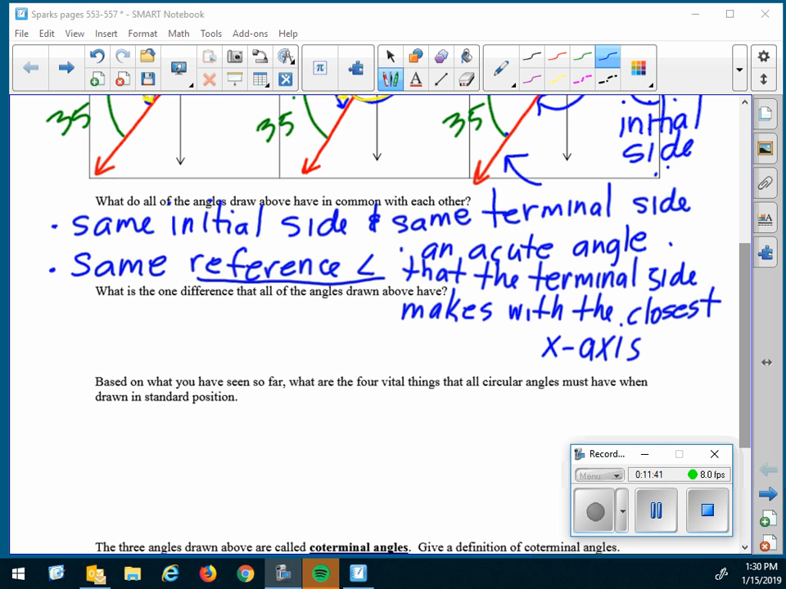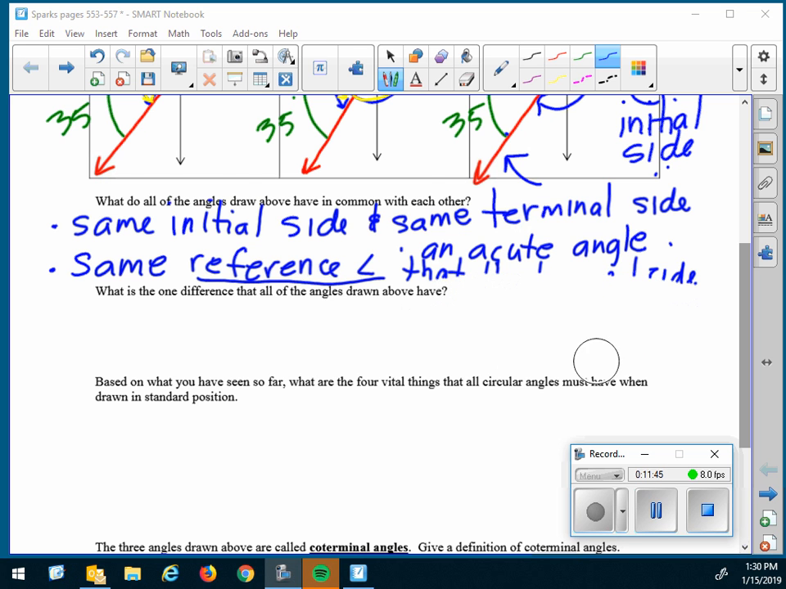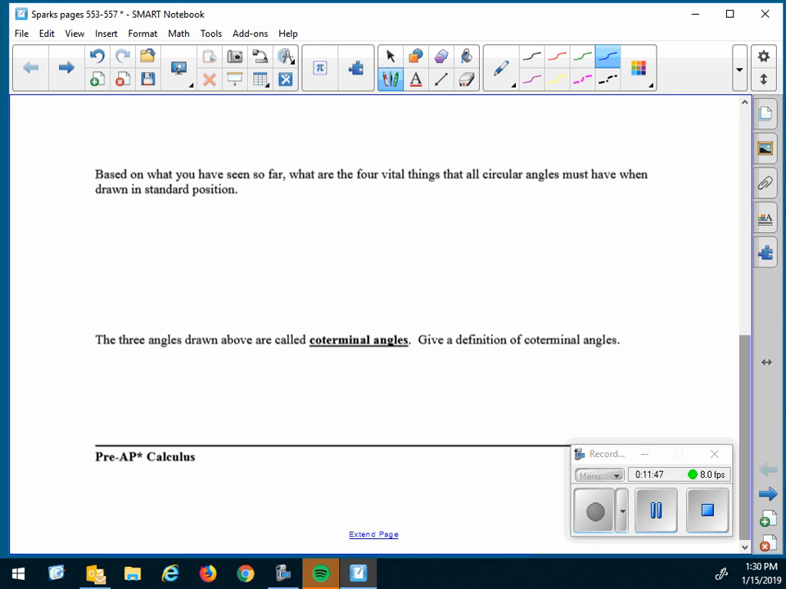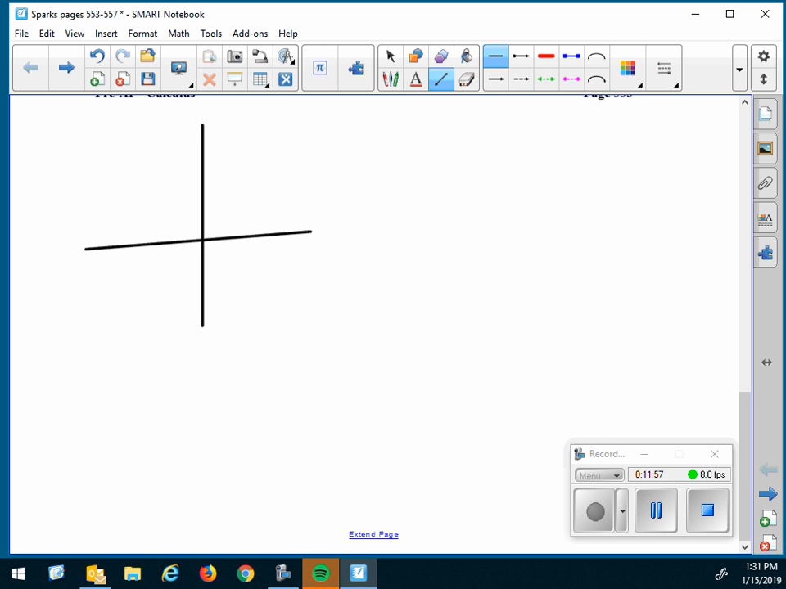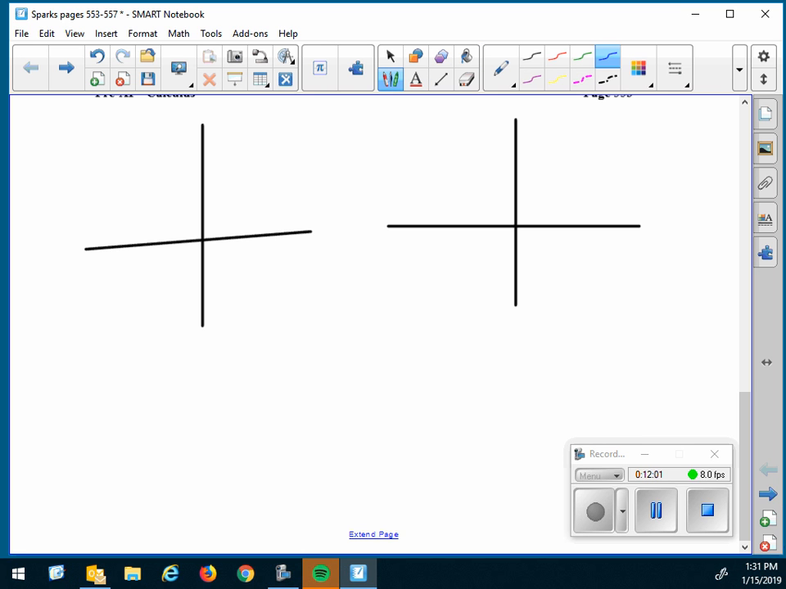Now, I'm going to erase this because I don't have enough room to do the next question. But I want to go down here, get us some room, and what we're going to do is find some reference angles. You don't have to write these down. Let's just try a few.